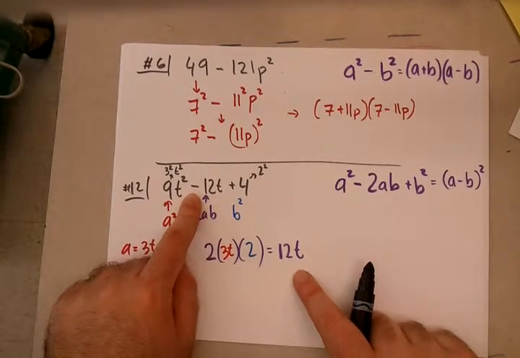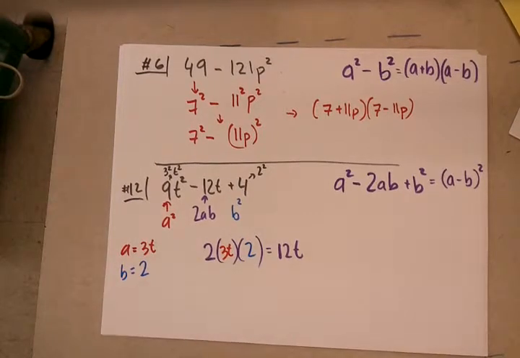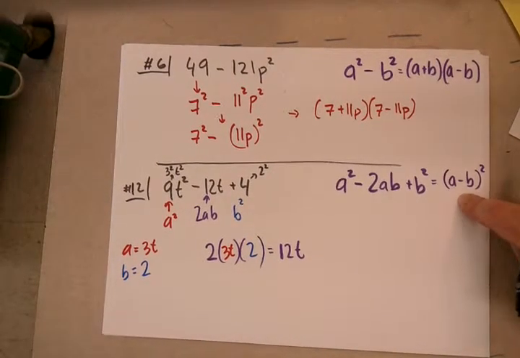I have a negative here and I have a positive here, so that means we have to use the second form of our shortcut, which I already conveniently have here, where it's a negative instead of a positive between the a and the b. But everything else works out, so I can use this shortcut.